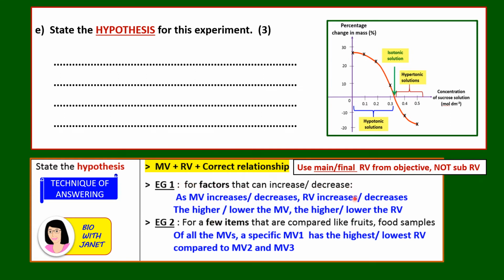We're going to use this to write our hypothesis for this experiment. So pause the video a while, and then recall your MV and RV. Your MV is what? Concentration of sucrose solutions, right? Your RV is the percentage change in mass of the potato strips, right? And then find out the correct relationship. You can use this graph to guide you a bit. What's the relationship? Okay, pause the video and then write your hypothesis now.